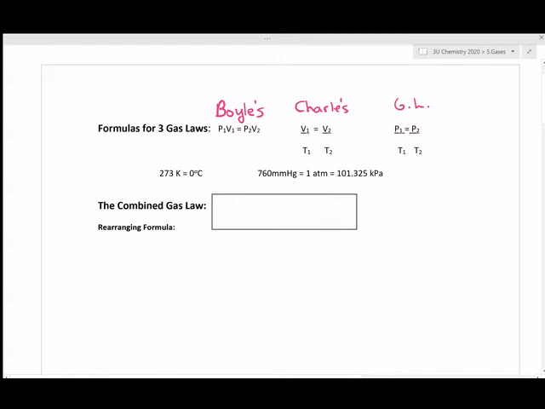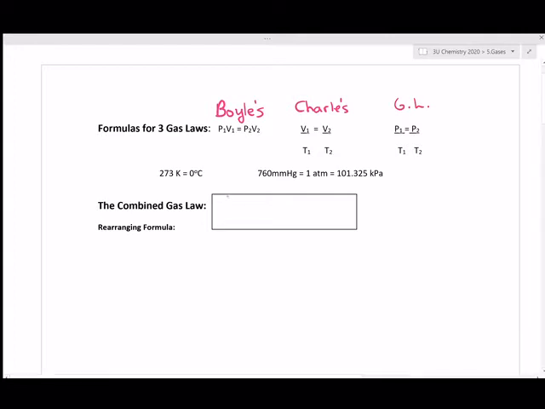Okay, so today we're going to look at combining all these formulas together so that we could talk about a situation where you're changing 2 things at once and not keeping the other variable constant. So you can have a change in pressure and volume and see what the effect on temperature would be, for example. So it's called the combined gas law, for obvious reasons.